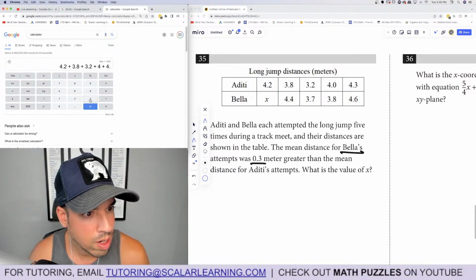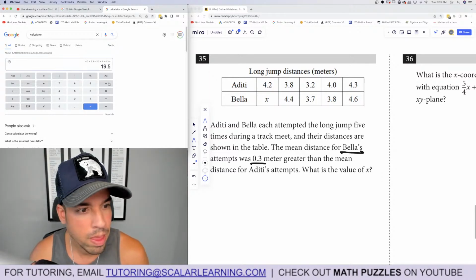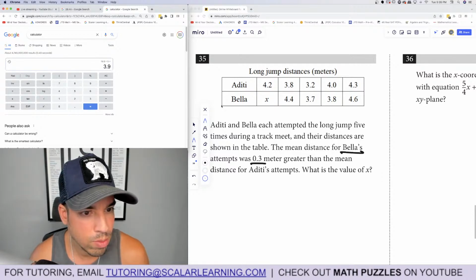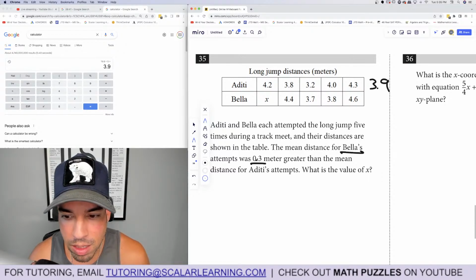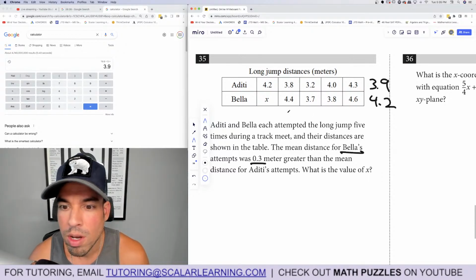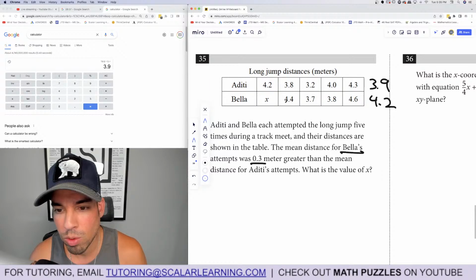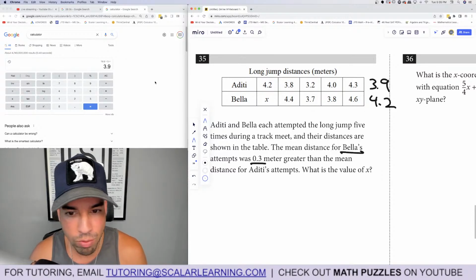So we've got all of these. We added them up, and then we divide by 5, and we get 3.9 for the mean. That means the mean for Bella is 4.2. And so now we have to say, okay, well, all these added up divided by 5 equals 4.2. So let's do it.